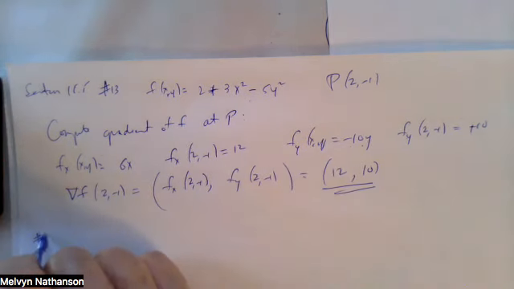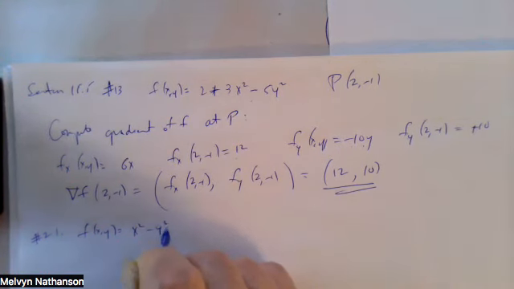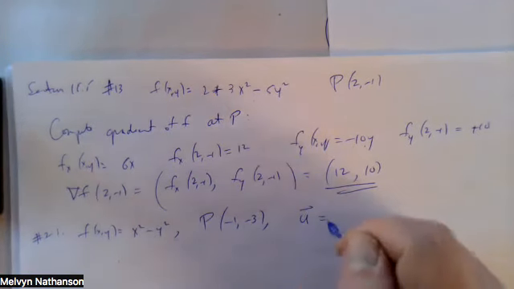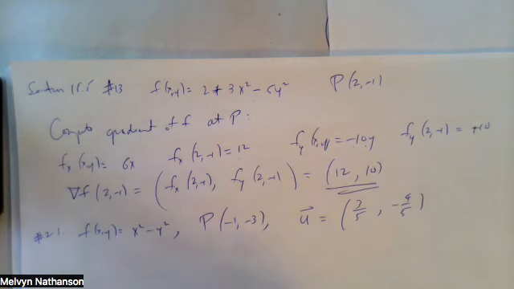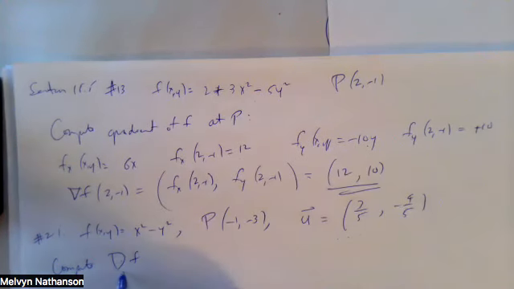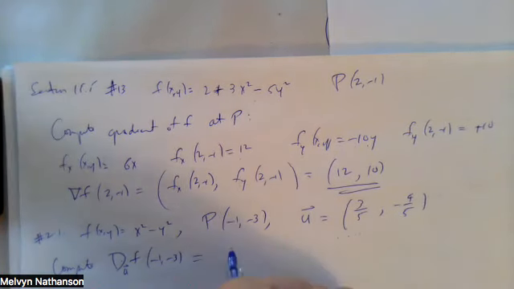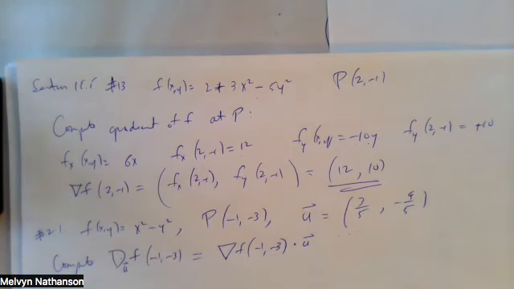In problem number 21, we have the function f of (x, y) equal x squared minus y squared. We take the point P with coordinates (minus 1, minus 3), and we take a unit vector u with coordinates (3/5, minus 4/5). And you can check by arithmetic that this really is a unit vector. The sum of the squares of the coordinates is 1. And we want to compute the directional derivative of f in the direction u at the point (minus 1, minus 3). And we know this is going to be the gradient of f at (minus 1, minus 3) dot product with u. So I need to compute the gradient.